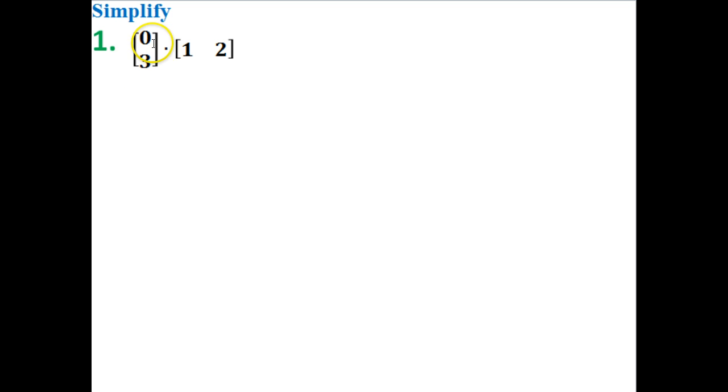So this one has 2 rows, 1 column. So this is a 2 by 1 matrix. This one over here has 1 row, 2 columns. So this is a 1 by 2 matrix.